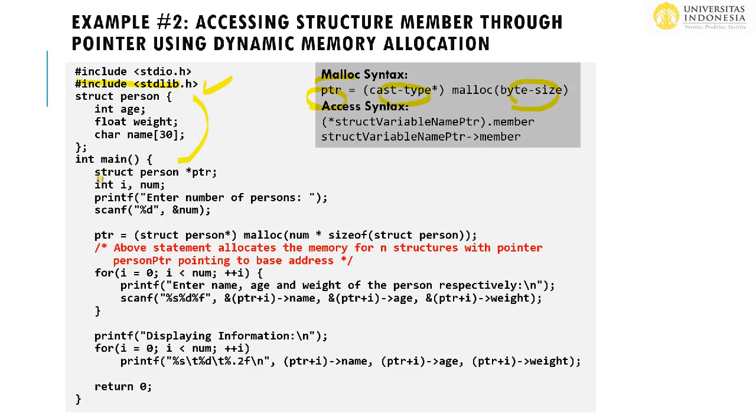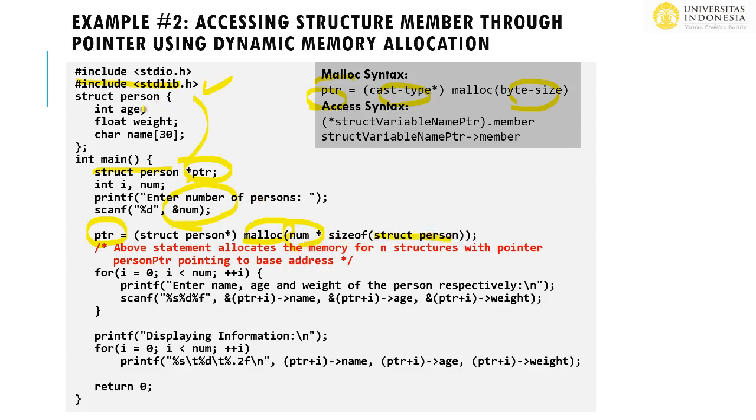Okay, so in the main program, same as the previous example, you declare the struct person and use a pointer for that. The pointer is allocated some space in memory using the malloc instruction, but it depends on the number of persons, right? So firstly, you input the number of persons you want to enter, process, and display after that, and you allocate based on the size of struct person, right?